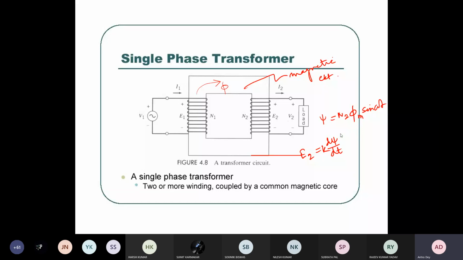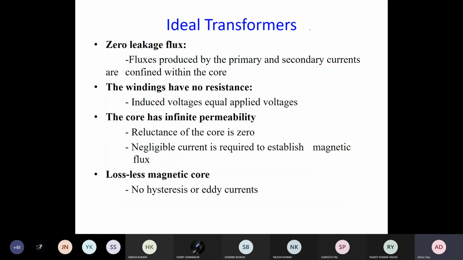Okay, so these are the things we should keep in mind when we draw the phasor diagram for it. And what are the assumptions we make? These are ideal transformers. This is practically not happening, but for the ideal transformer we assume there is zero leakage flux. That means the flux produced by the primary and secondary currents is confined within the core, and there is no loss through the air gap and all.